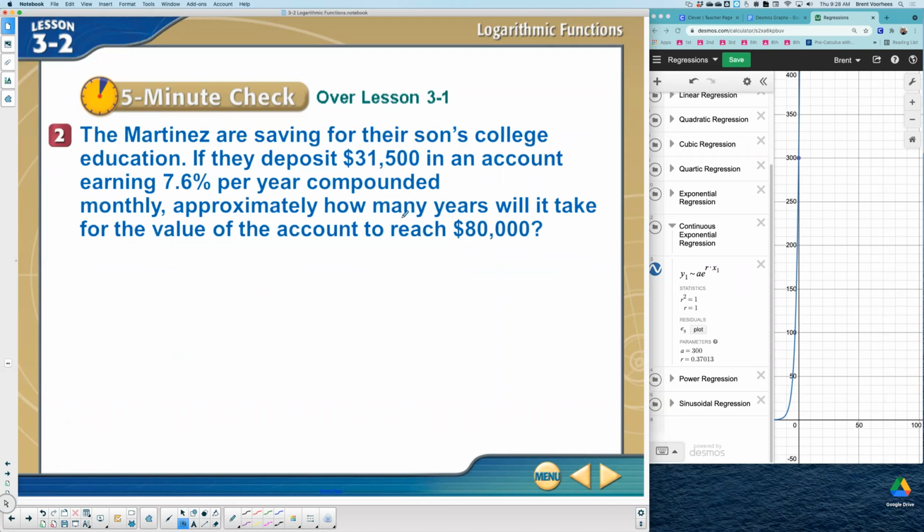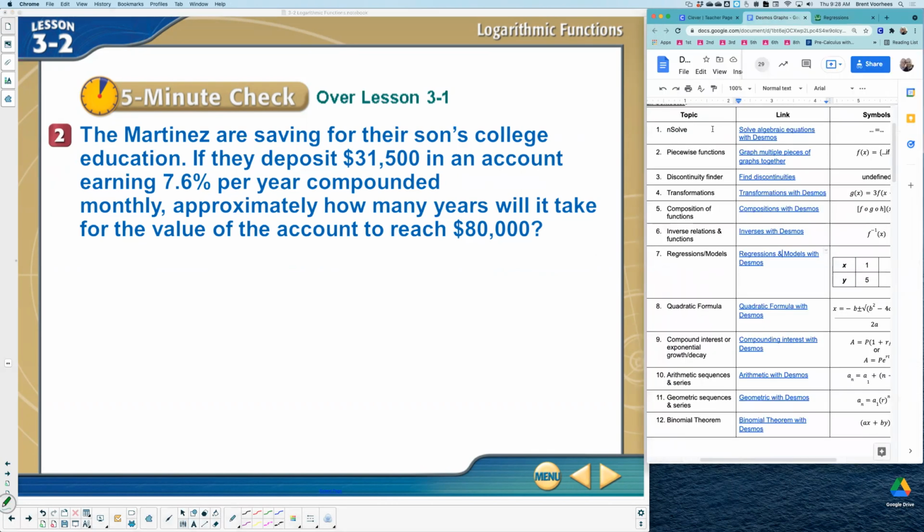The Martinez are saving for their son's college education. If they deposit $31,500 into an account, earning 7.6% per year compounded monthly, approximately how many years will it take for the value of the account to reach $80,000? We have a calculator to help us out on this. Which one should we use?